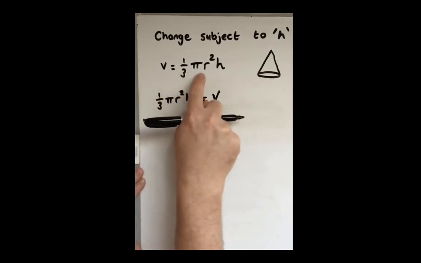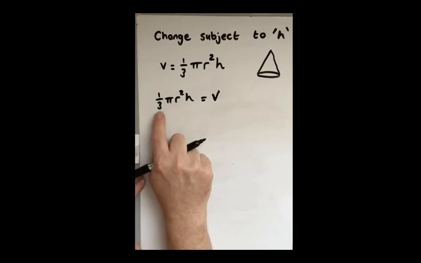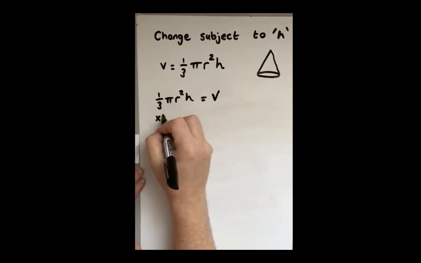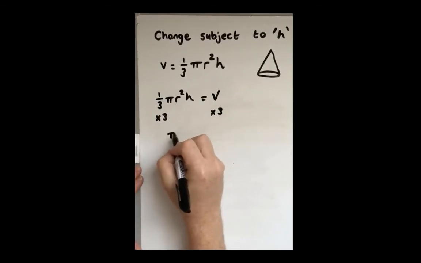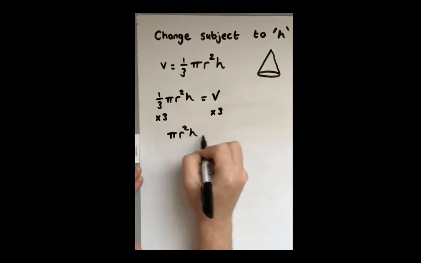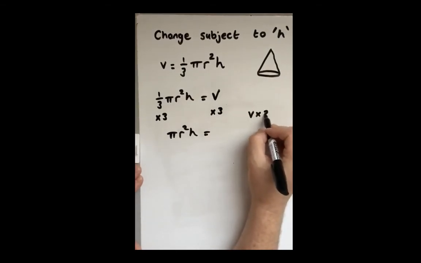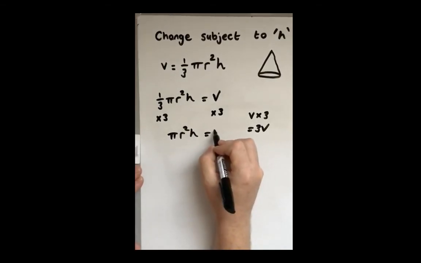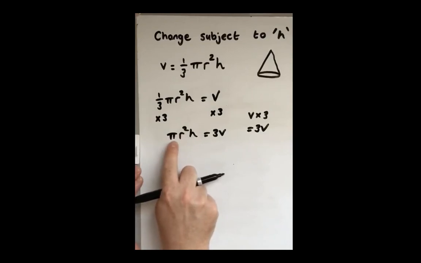Let's look at how this is similar to the previous one. Keep the h there. Let's deal with the fraction first. It will simplify how it looks by doing that. So multiplying through by 3 is the same as the previous one. So v times 3 is the same as 3v. So pi r squared h is equal to 3v.